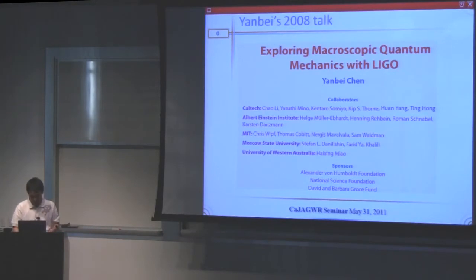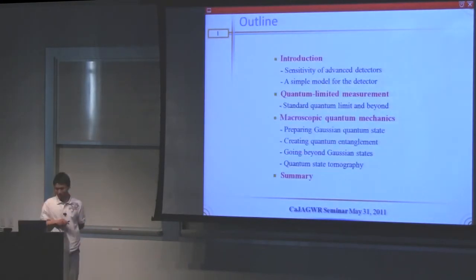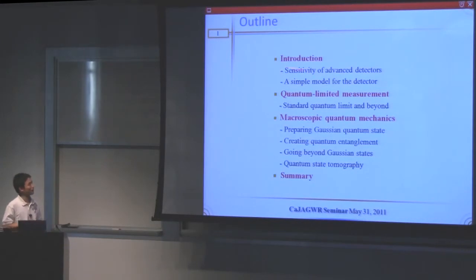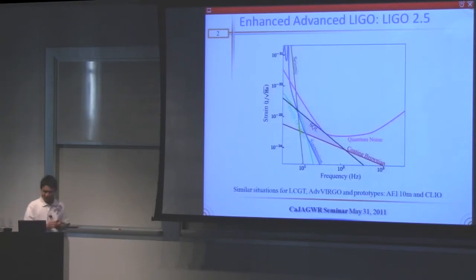All right. Now, so I just start. First, this is the outline of my talk. First, I give an introduction to the sensitivity of advanced detectors, and I give a simple model for the detector, and then later on I move to quantum limited measurement. I will introduce the standard quantum limit as usual, and then I will go to macroscopic quantum mechanics. Several topics here.